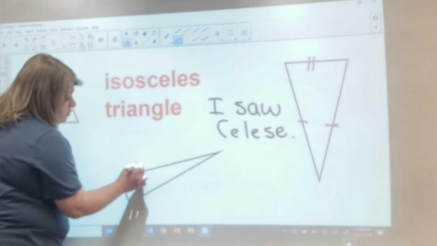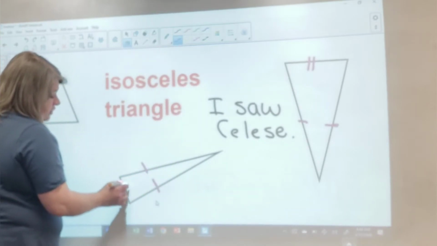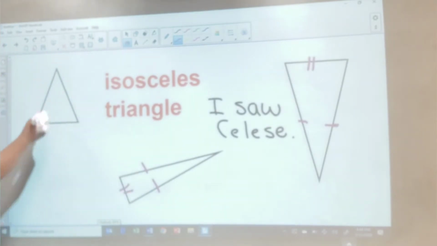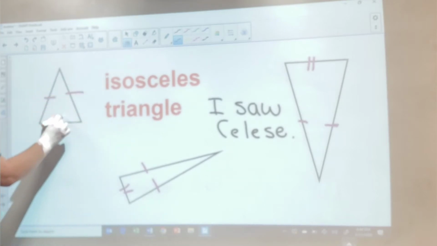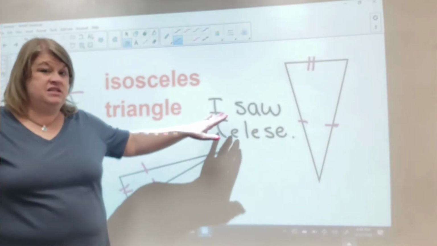These 2 are the same. This is different. This one up here, these 2 are the same. My smartboard's not working right today. These 2 are different. So they're isosceles. Remember it this way, because it's hard to say, isn't it?